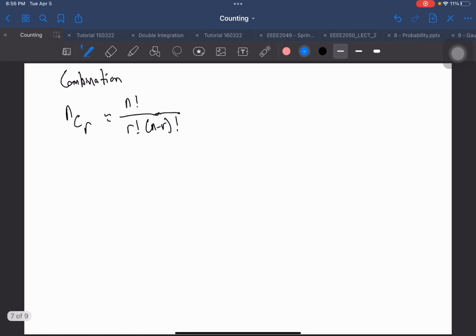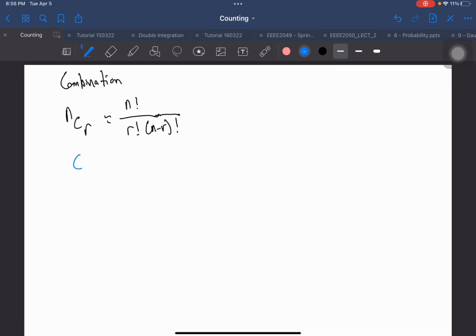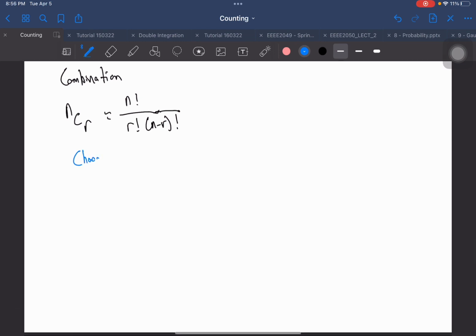Okay. Now we look into the combination concept. Combination concept, since it's NCR, right? The C here stands for choose. So basically you choose R objects from N objects. It's the number of ways to choose R objects from N objects, where arrangement is not important. Okay? So how can we prove this formula?